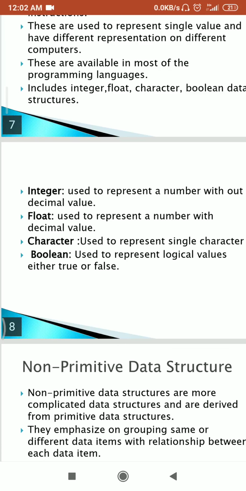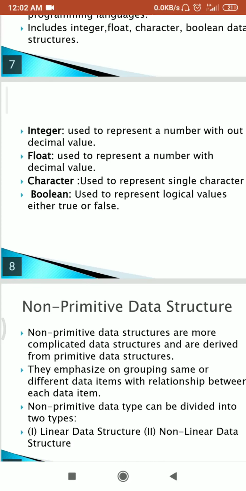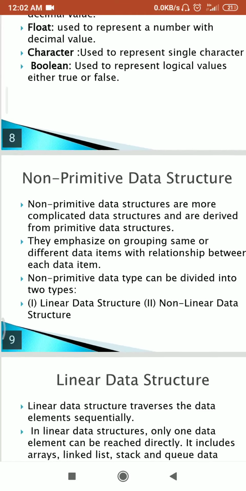Integer is used to represent a number without a decimal. Float is for a value with a decimal. Character represents a single character. String is for a collection of characters. Boolean represents logical values, either true or false. True for the 0 value, false for the 1 value.